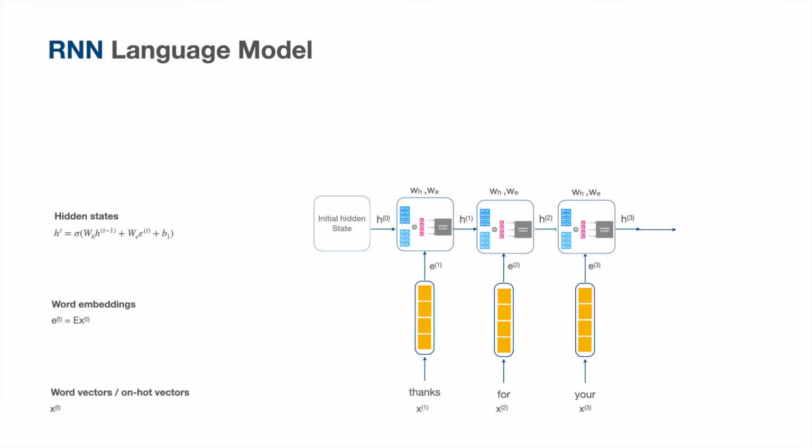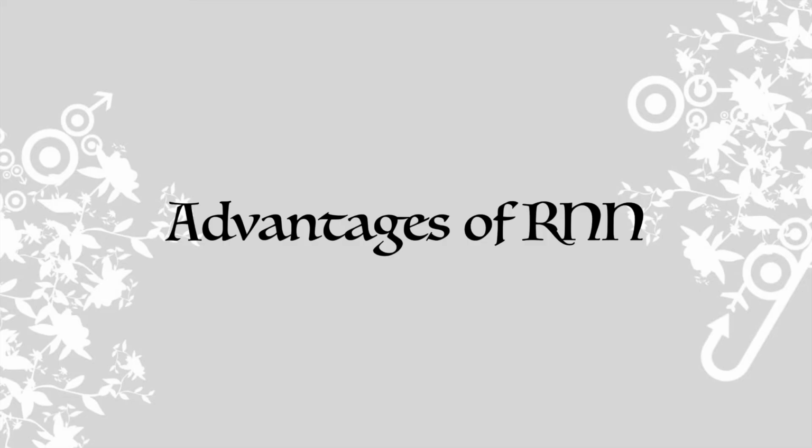Now this h3 is the probability distribution of the words in the vocabulary. The word with the highest probability is most likely the next possible word. And this is the whole purpose of the language model, which is to predict the next best word in the sentence. What are the advantages of RNN?